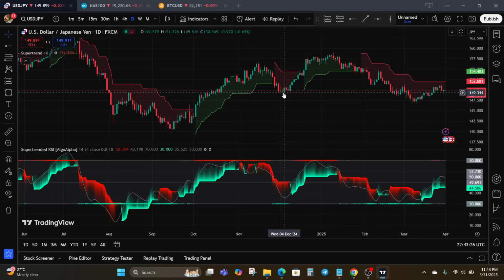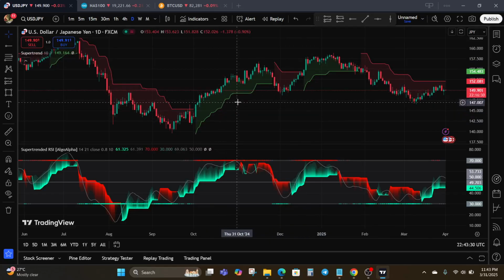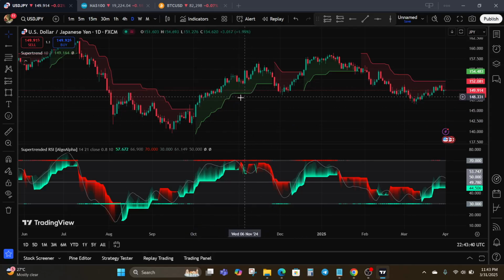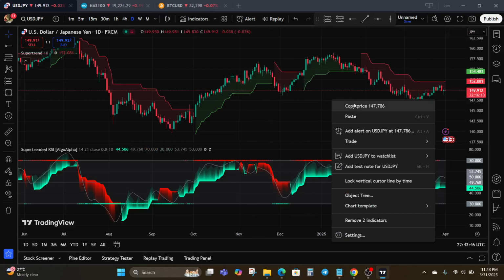So now, the SuperTrend indicator is a widely used tool that helps identify trends in the market. It works by plotting a dynamic support and resistance line, as you can see right here on the chart, and it is based on the ATR, that is the average true range, adjusting with price movements.